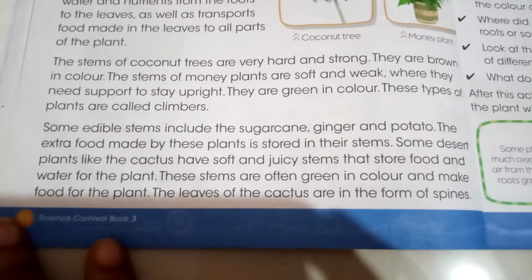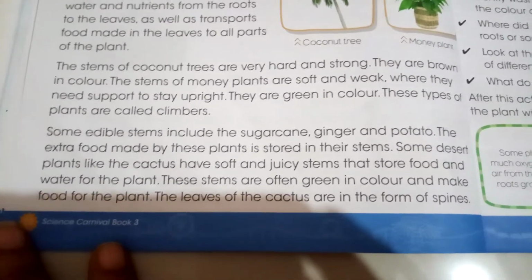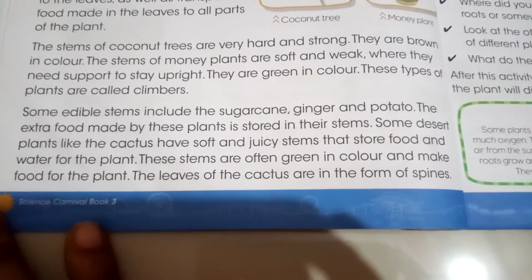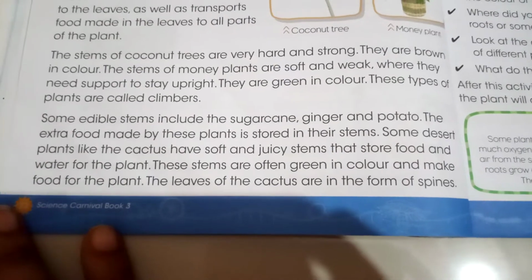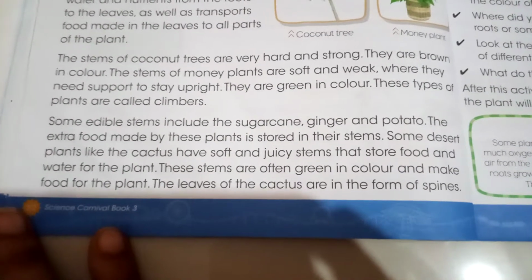But in this reference there are some desert plants also, like cactus. They also store food and water in them, but this food is not for us to eat. They are not edible. These stems are often green in color and make the food for the plant. The leaves of the cactus are in the form of spines.